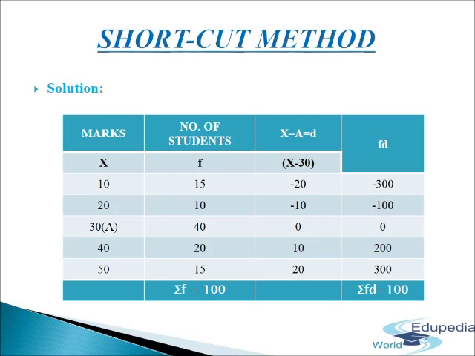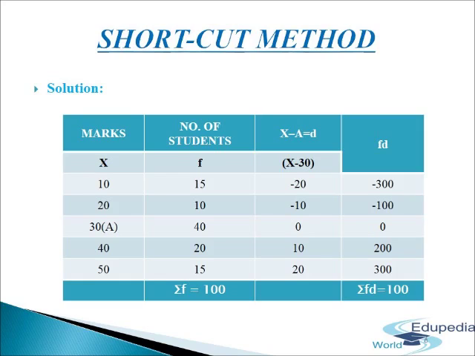First, we will select the assumed mean. It is 30 in this particular illustration. After that, we will calculate the deviations from the assumed mean, that is X minus A equals D, which is in the third column. After that, we will multiply deviations by frequency and get FD, which is in the fourth column. We will add the product of deviation and frequency and find sigma FD, which is 100.